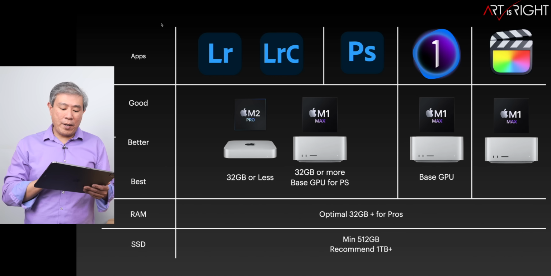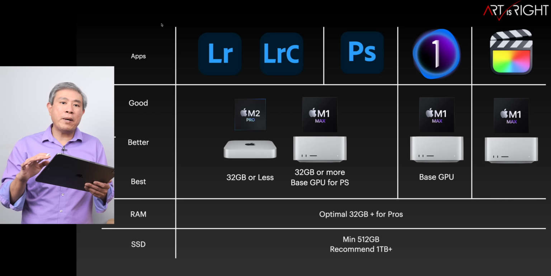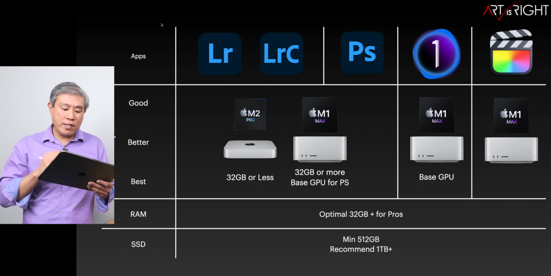Now, as far as RAM goes, I would say for pro workflow, go with at least 32 at the very minimum. This way you don't have to worry about whether you're going to run out of memory or not. So that's the best thing to do.